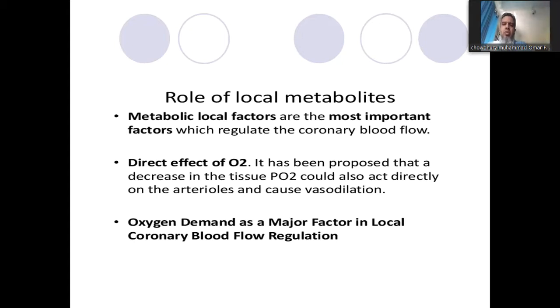Direct effect of oxygen. It has been proposed that a decrease in the tissue partial pressure of oxygen could also act directly on the arterioles and cause vasodilation. And oxygen demand is a major factor in local coronary blood flow regulation.